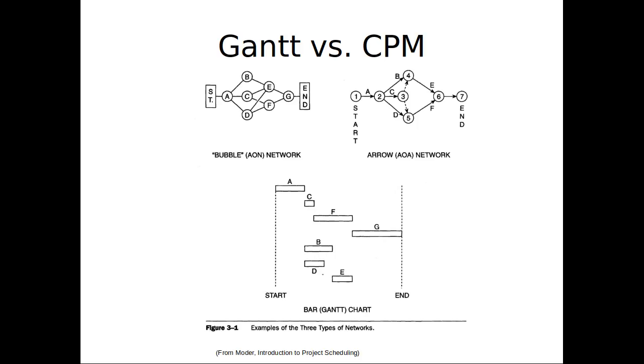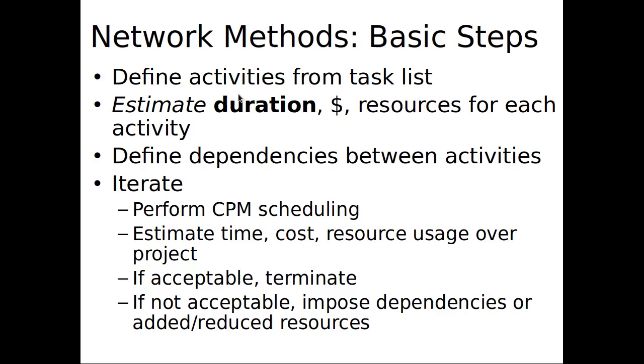Something like a Gantt chart will give us a map over time here, activities here, whereas with CPM, we'll have an activity-on-node framework where each node will be an activity, or sometimes you'll see activity-on-arrow where each activity is in fact an arrow. Today we're going to be focusing on activity-on-node because they're more common these days.